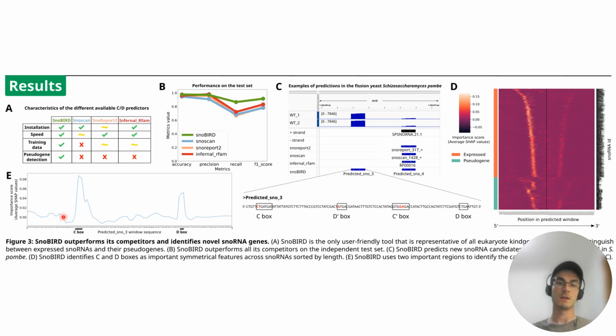So that's what's presented here. You have the SHAP values on the y-axis and on the x-axis, the sequence, and you can see that there are two peaks of importance, so these parts, the C and D boxes, are used by the model. So it really relies on biological signal to make its predictions.